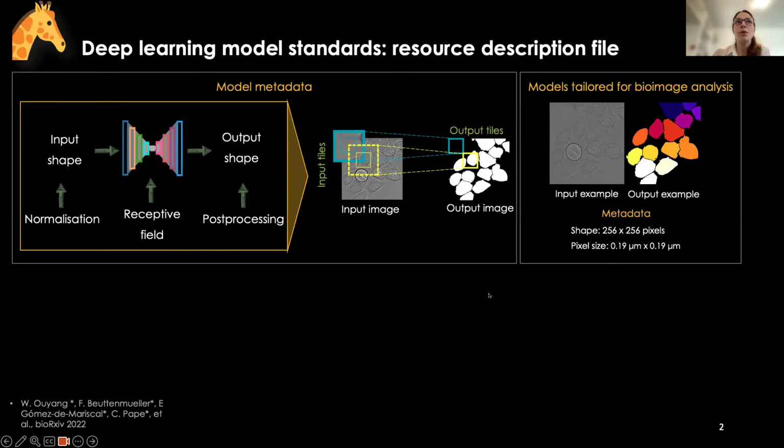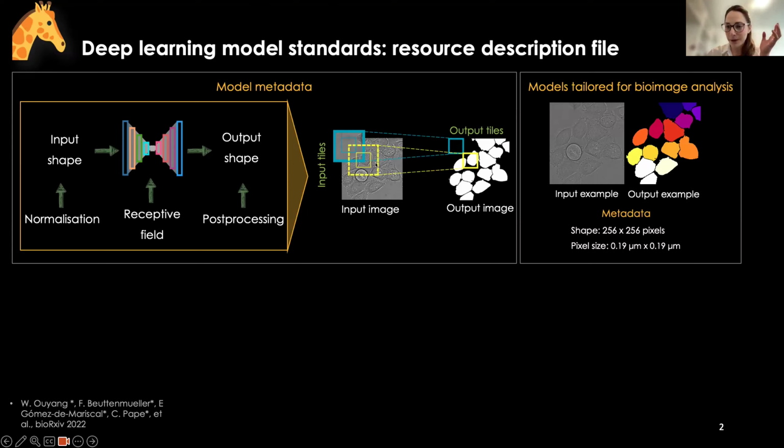Okay, so here I'm showing you a bit more detail on the standards that Anna described. We put a lot of emphasis on this because documenting the models is one of the very key aspects of the zoo for the rest to work. So we need some sort of specifications to build upon. These standards are included in what we call the resource description file, and they contain information about the model, as Anna said, how are the tiles and what is the input and output shape.